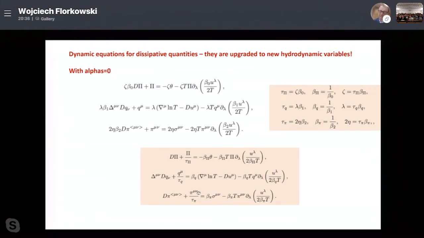So the character is completely changed. And now all the 10 components of pi mu nu evolve according to this equation. So these are additional dynamic equations. Not only do the conservation laws include time derivatives, but there are time derivatives in the expression for the bulk pressure.